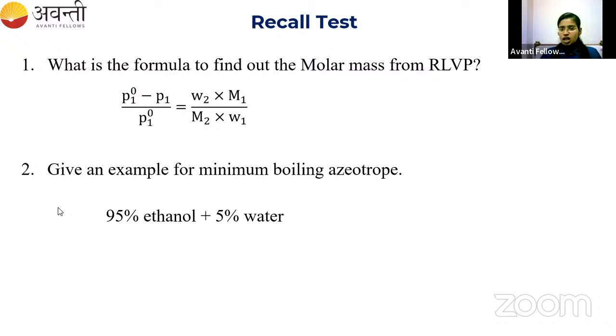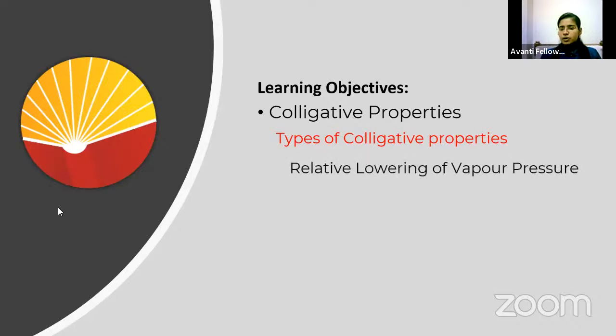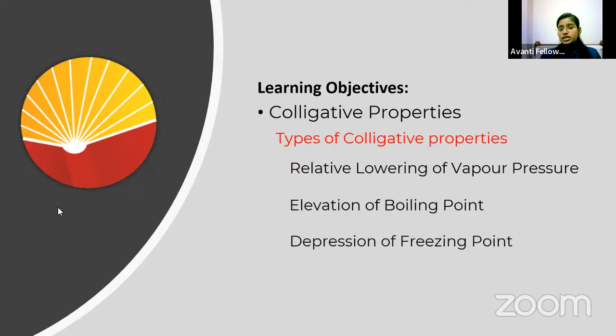Now moving forward to today's learning objectives. We are dealing with colligative properties, and yesterday we saw the types of colligative properties. I gave you the headings, and we discussed one of them. The first is relative lowering of vapor pressure. Second is elevation of boiling point. Third is depression of freezing point. And the fourth one is osmotic pressure.